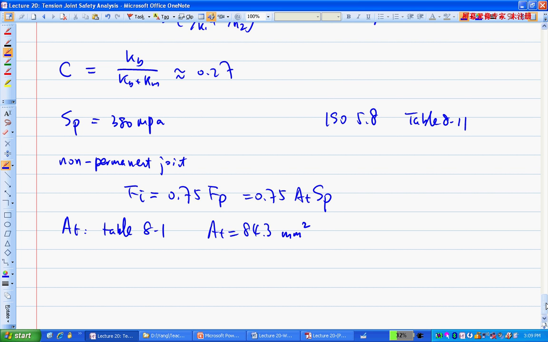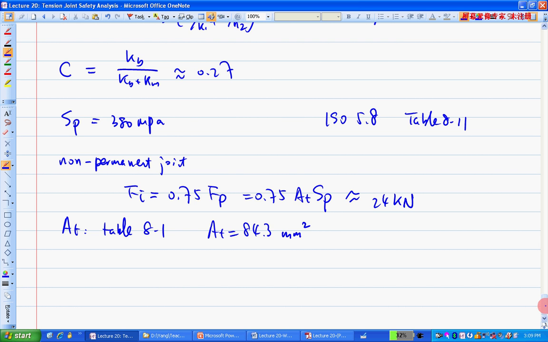in order to get all the different values here, right? So that gives us Fi of 24 kilonewtons. That's it. That's all the numbers you have now.